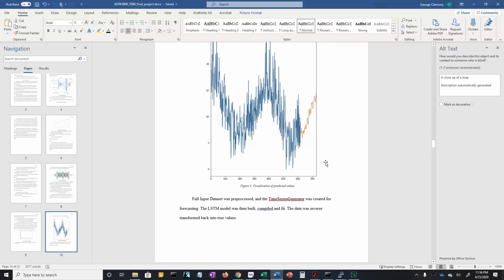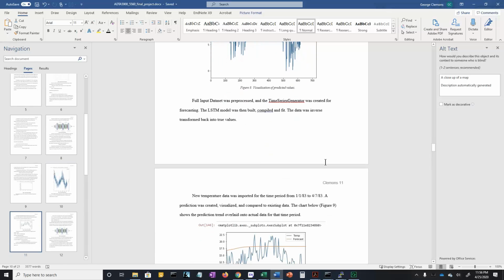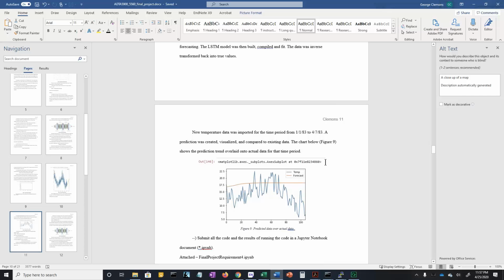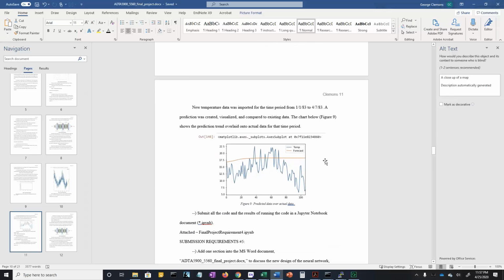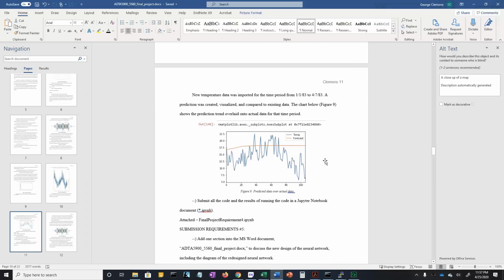The full input data set was pre-processed and the time series generator was created for forecasting. The LSTM model was then built, compiled, and fit. The data was inverse transformed back into true values. New temperature data was imported for the time period from 1/1/83 to 4/7/83. A prediction was created, visualized, and compared to existing data. The chart below, figure 9, shows the prediction trend overlaid onto actual data for that time period.